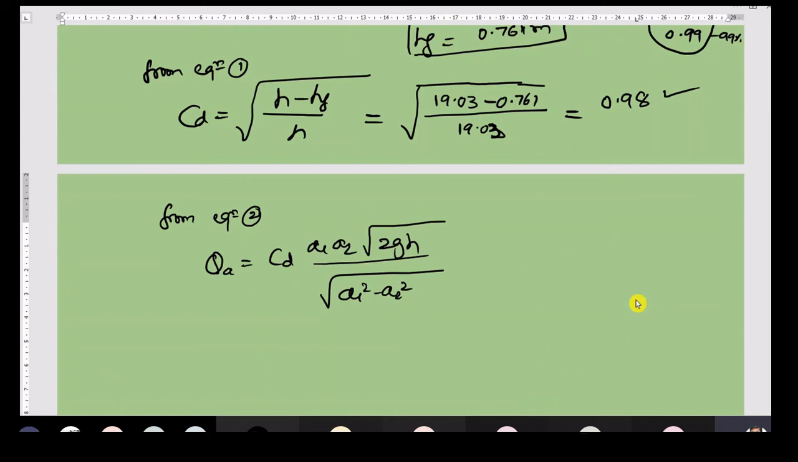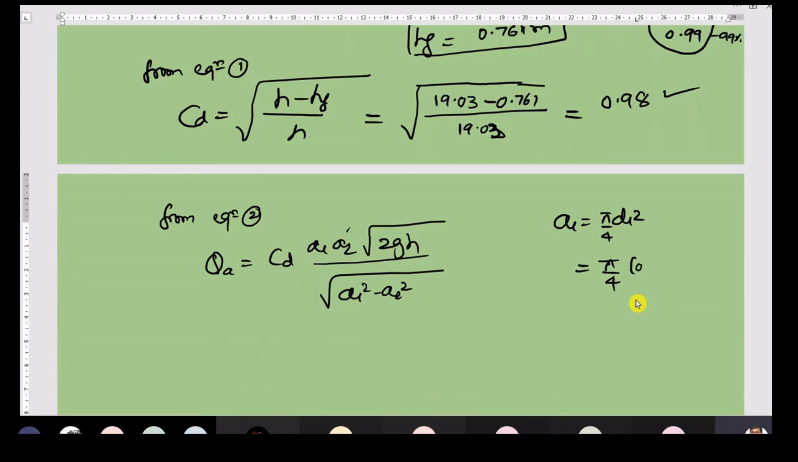Now here we don't know A1 and A2. H you have calculated. So A1 is equal to pi by 4 D1 square. This is a very important formula, pi by 4 D1 square. What is the value of D1? He has given 30 centimeter, we take 0.30 meter square. So A1 is approximately 0.706 meter square. So this is the value of A1.